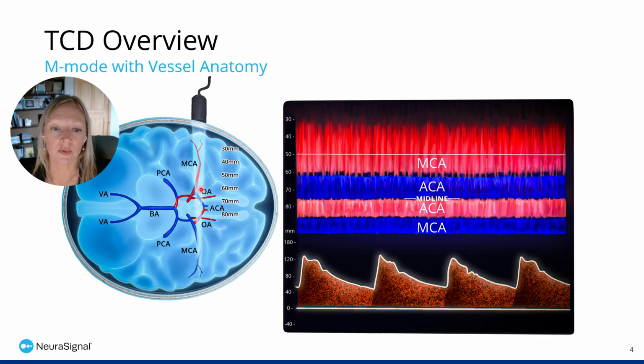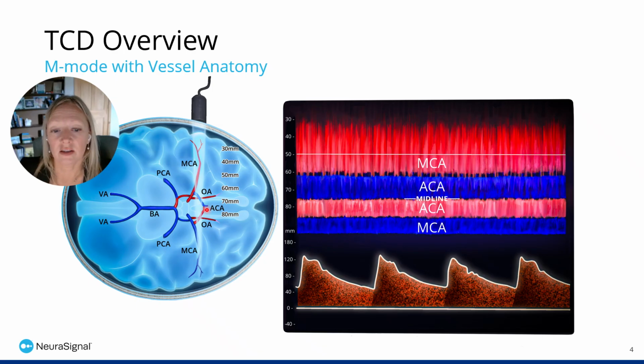So you can see your middle cerebral artery here at 60 millimeters coming out towards the probe to 30 millimeters. So you can see that also here on the M mode at 60 millimeters, this is your middle cerebral artery coming out towards the probe. The ACA is going away from the probe, as you see here. So you'll see that in blue going away from the probe from 60 to 75 millimeters.